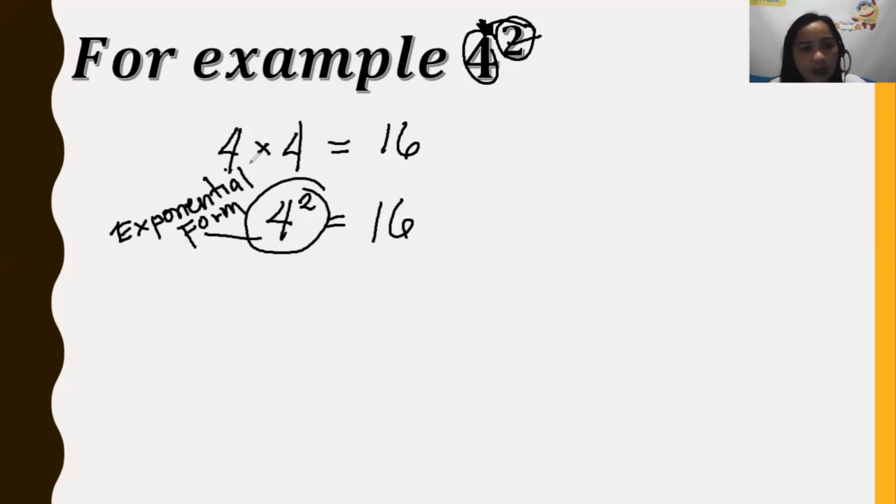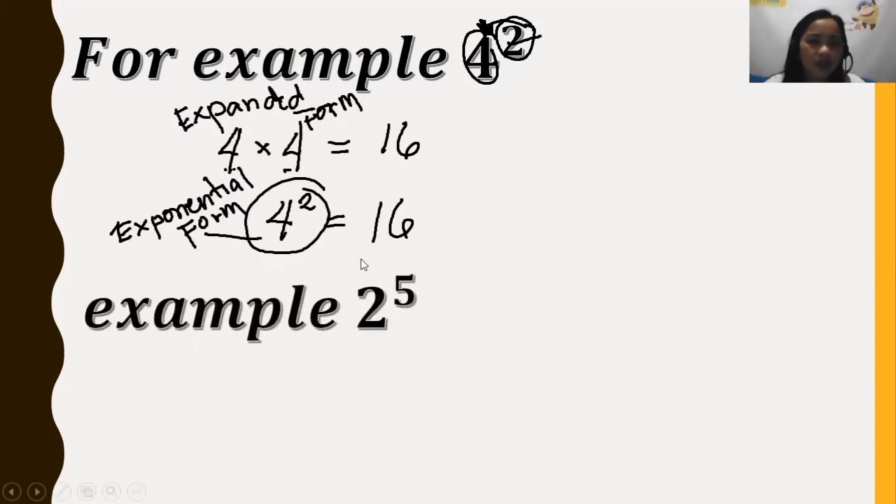So this is what we call the exponential form. At itong nasa taas na mahaba, ang tawag natin dito ay expanded form. Kasi nga, mahaba. Mas pinahaba. Itong exponential form, maiksi. So meaning, it is not 4 times 2. Instead, it is 4 times 4. You multiply 4 by itself.